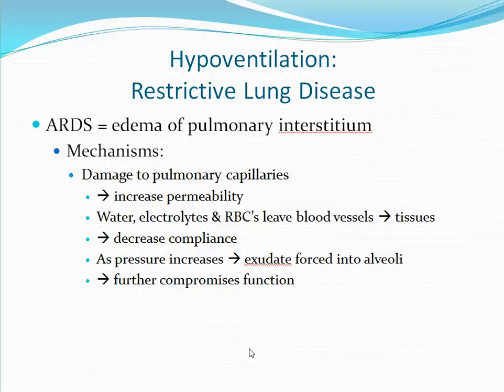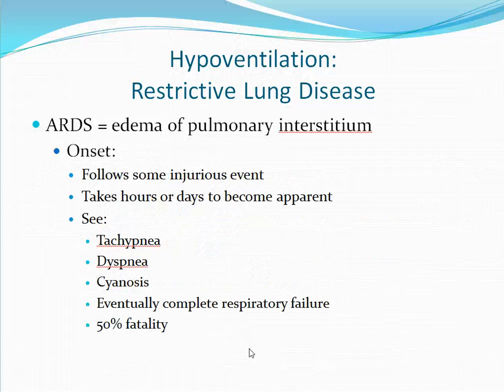Another mechanism is through damage to the pulmonary capillaries, resulting in an increase in their permeability. Water, electrolytes, and proteins, possibly even red blood cells if it's severe, can now leave the blood vessels and enter into the tissues. This will result in a decreased compliance. As the pressure increases, the exudate will be forced from the tissues and actually into the alveoli themselves. This will further compromise respiratory function.